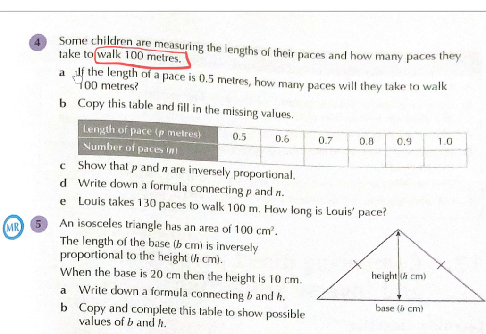Yes, A. Read A. The length of a pace is 0.5 meters. How many paces will they take to walk 100 meters? Can you solve A? How many 0.5 are included in 100? So to find the number, divide. 100 divided by 0.5 equals 200. So 200 paces.